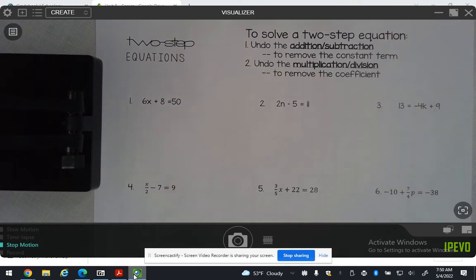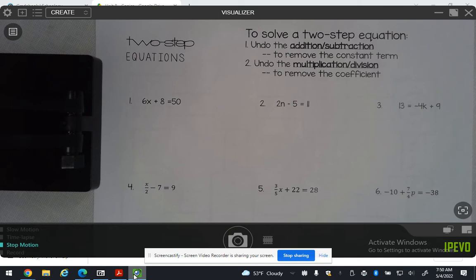All right, here we go. Two-step equations. You're normally going to get rid of addition or subtraction first and then get rid of multiplication or division. Okay? Here's how we're going to do this. 6x plus 8 equals 50.